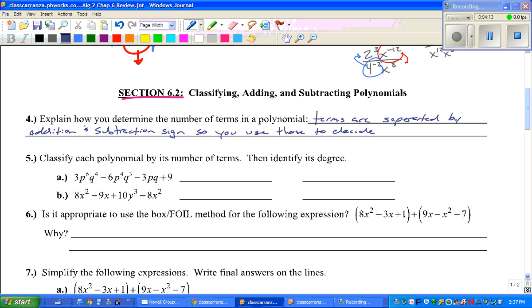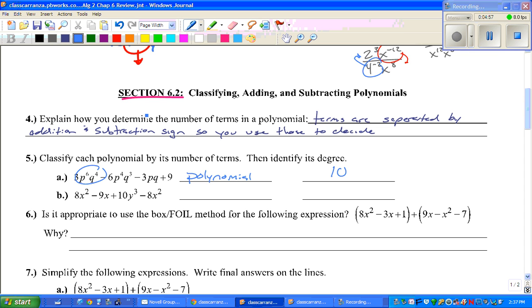Number 5 says to classify and then identify its degrees. We've got 1, 2, 3, 4 terms, and you cannot combine. If it's got 4 terms, that means it's a polynomial. Now I'm going to look at each one of these to find the degree. 6 and 4, well, that's 10. 4 and 3 is 7. 1 and 1 is 2, and that's 0. I want to know the highest degree, and that's 10, because it's right there.